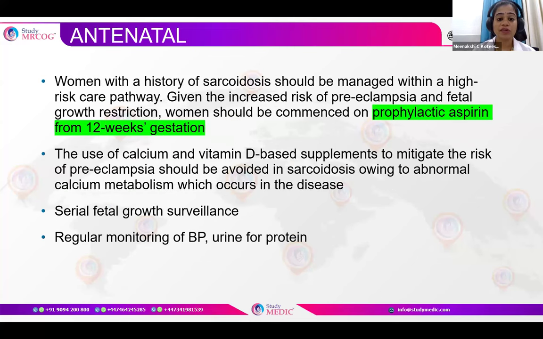So in the antenatal period, what are we going to do? When they've got a history of sarcoidosis, they need to be managed under high risk care.